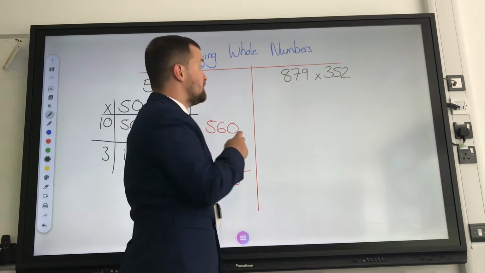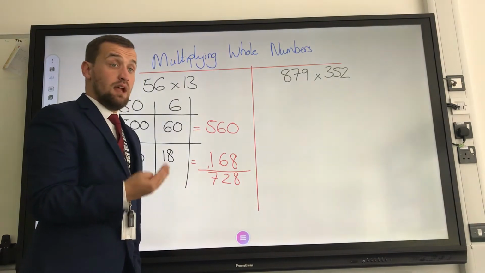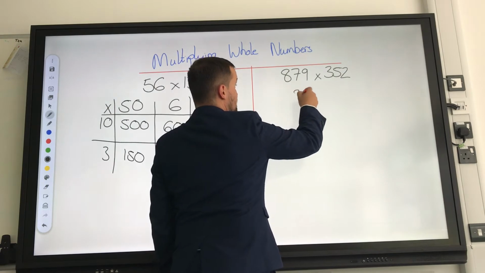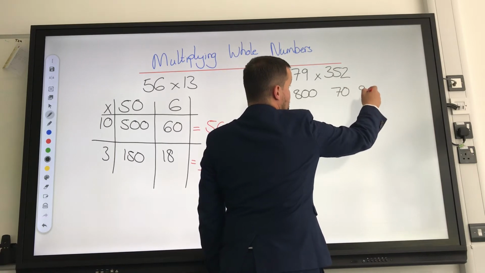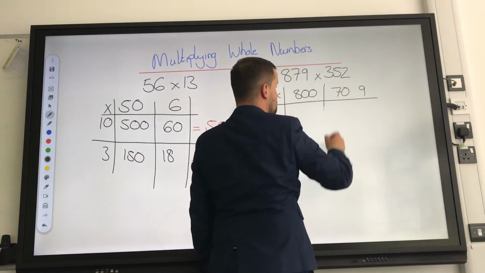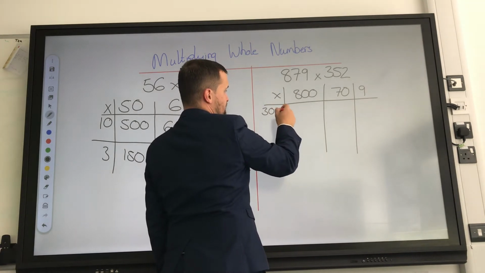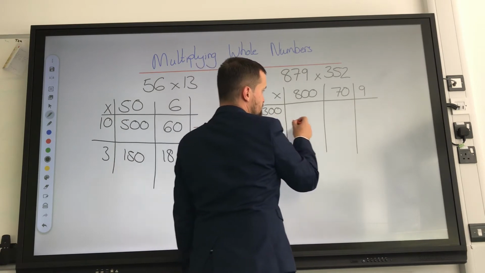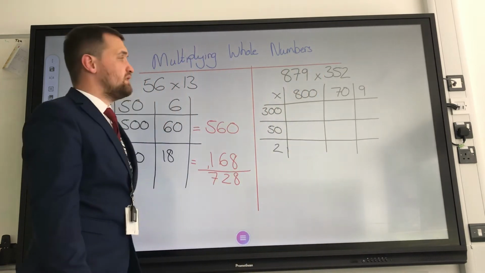Let's look at the second one now. Slightly more difficult because we've got a 3-digit number there and a 3-digit number there. But it works in exactly the same way. And this is how I want everyone to treat it. So 879, we've got 870 and 9. Times, so we don't forget, and then we can draw the grid out. And then we've got 352, so we're going to split it up into 300, 50 and 2. And then we're going to work out each individual multiplication.